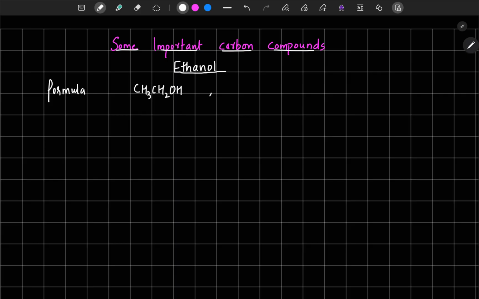So there are two carbons, right? We can combine it and write it like this: C2H5OH. This is also correct. Okay, so if you remember, the structure is like this: CH3CH2OH. Okay, so this is ethanol.